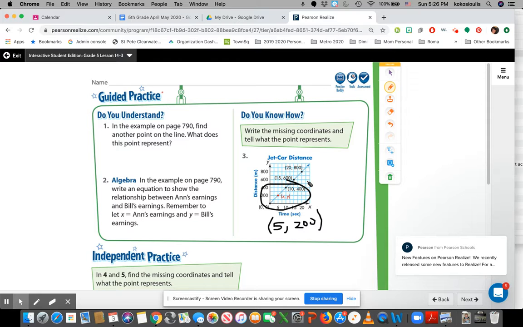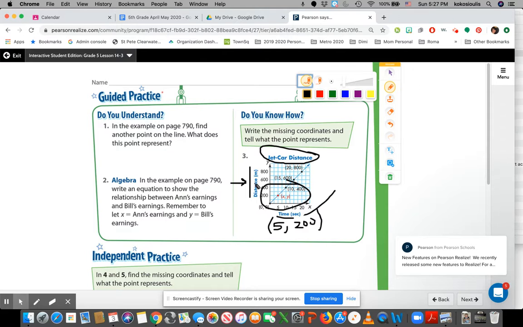Okay, so what does it represent? Well, in order to determine that, you're going to have to look and see what X and Y represent. Well, X tells me time, and Y tells me distance. So the whole thing tells me the jet car distance. Wow, jet car sounds pretty cool. So in 5 seconds, and you could see that says seconds, if I erase that right there, you could see that says seconds. So in 5 seconds, this car is going to go 200 meters.